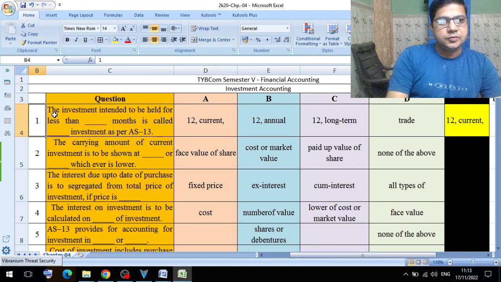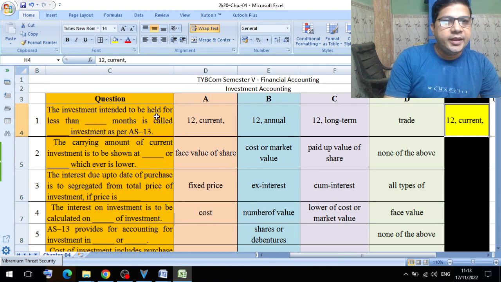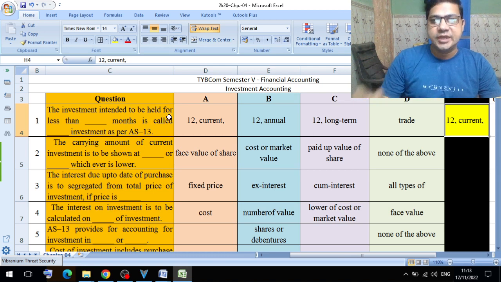The first question: the investment intended to be held for less than dash months is called dash investment as per Accounting Standard 13. Option A 12 or current, option B 12 or annual, option C 12 and long term, option D trade. The best option is 12 months. If the investment is intended to be held for less than 12 months, it is called current investment as per Accounting Standard 13.